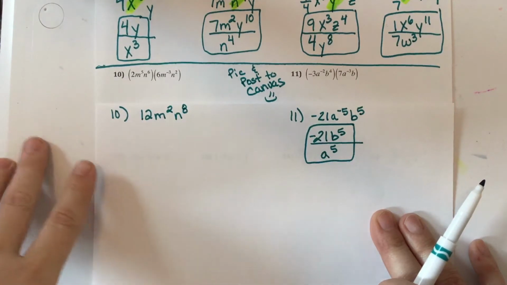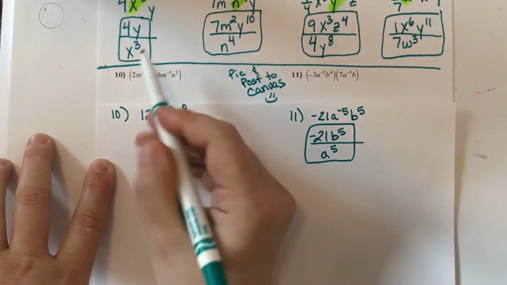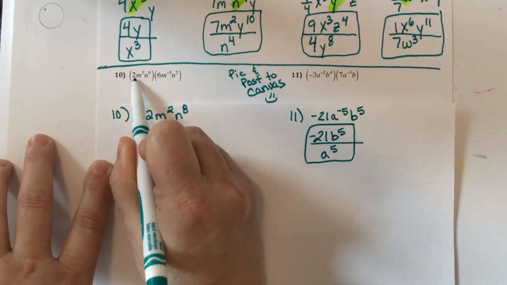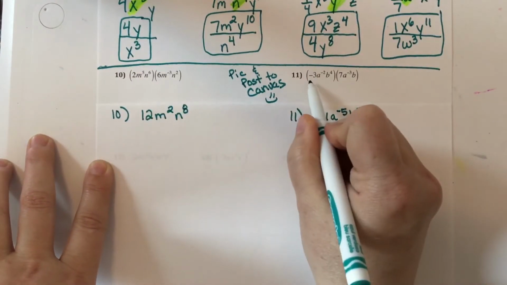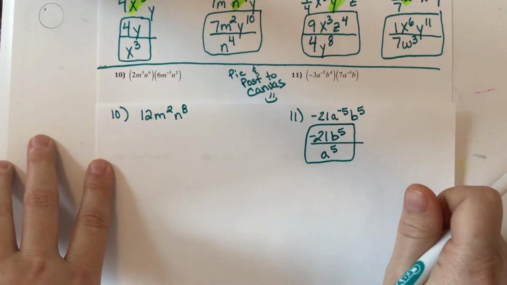In both of these problems, I added the exponents. I multiplied the numbers in front. So 2 times 6 made 12. Negative 3 times 7 made negative 21. But all the exponents I added.